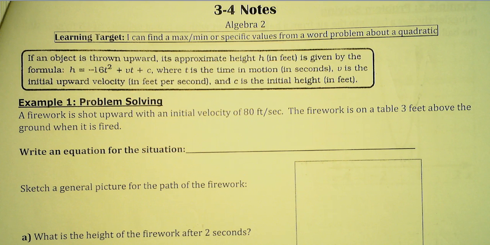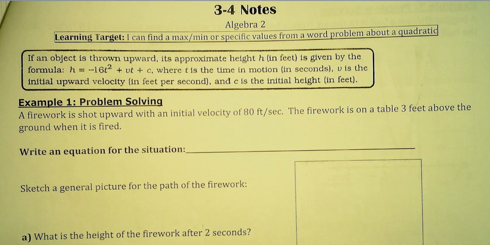When you see this formula, it always has a negative 16 in it, and that is the force of gravity in feet per second. So negative 16 feet per second is just the force of gravity. That's why you'll always see that in one of these formulas.